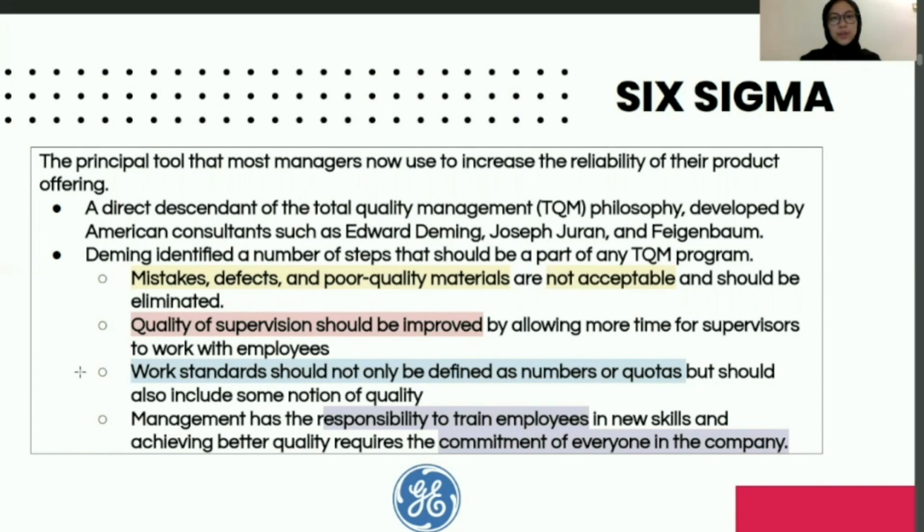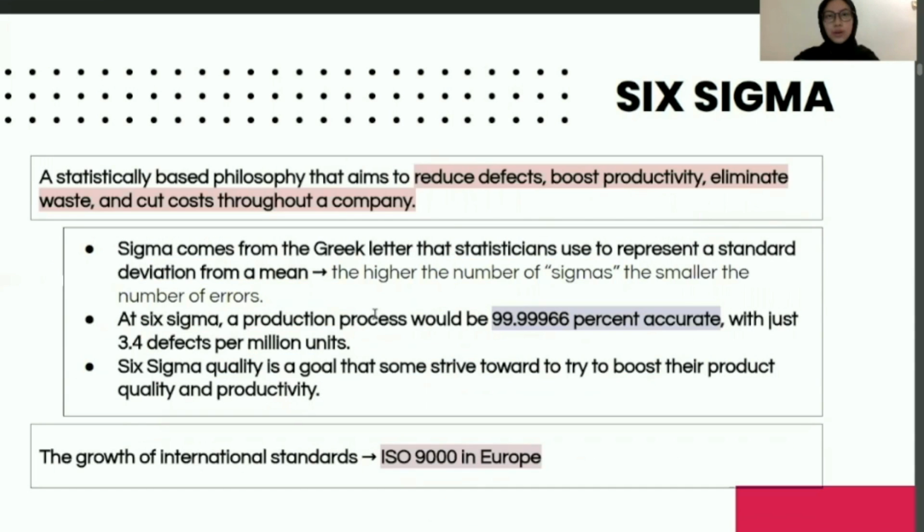And the last one is he argued that management has the responsibility to train employees in new skills to keep pace with changes in the marketplace. He also said that achieving better quality requires the commitment of everyone in the company. One example of a company that uses Six Sigma is General Electric, or GE. Its commitment to quality is evident in all of its industries, from retail to insurance to aviation.